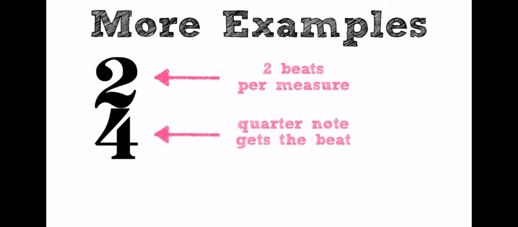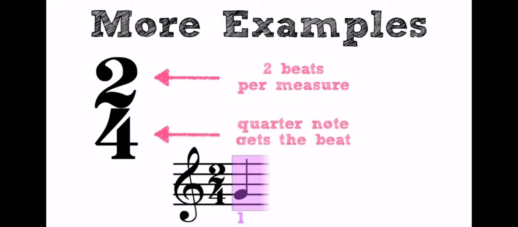This is a 2/4 time signature. The 2 on top suggests there are 2 beats per measure, and the 4 on the bottom means that the quarter note gets the beat.